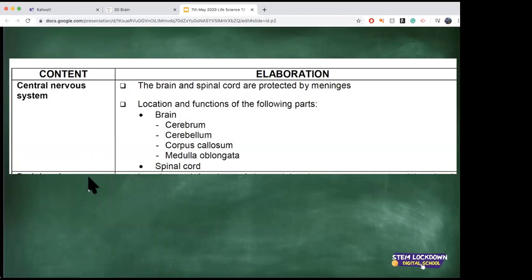So in the exam, this is the scope of work for the central nervous system. You need to know about the brain and the spinal cord, and that they are protected by the meninges, and you need to know all three of them. Then there is the location and the function of the following parts. The brain is subdivided into the cerebrum, cerebellum, corpus callosum, medulla oblongata. You are also going to learn a little bit about the hypothalamus and the spinal cord.